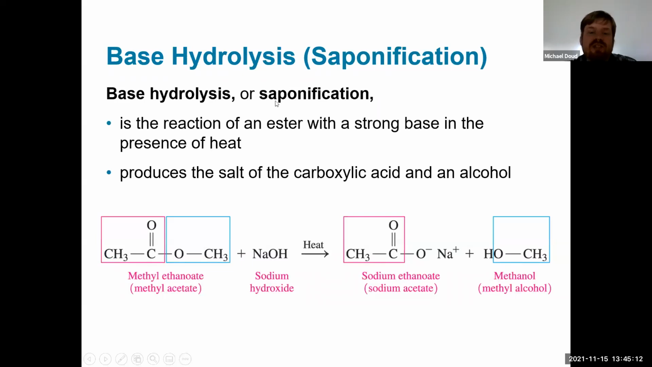Now, saponification is so named. Sapon is like soap, basically, and fication means making. This is a big process of soap making. So we'll talk more about that when we get to the fatty acids, what soaps are and how they work. But I think that's in the next chapter. But for now, that's what saponification is.